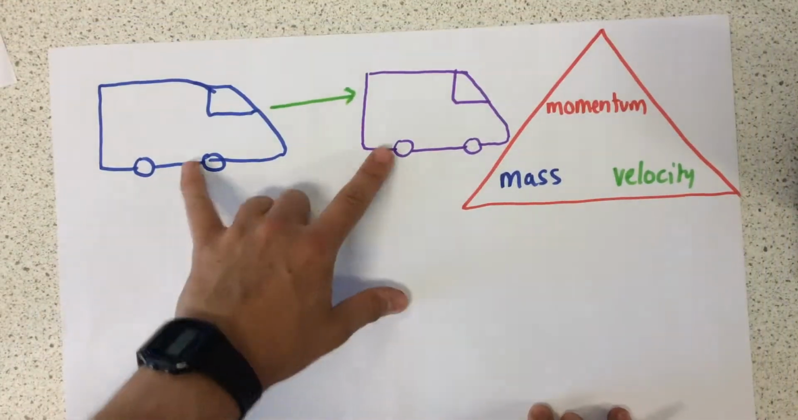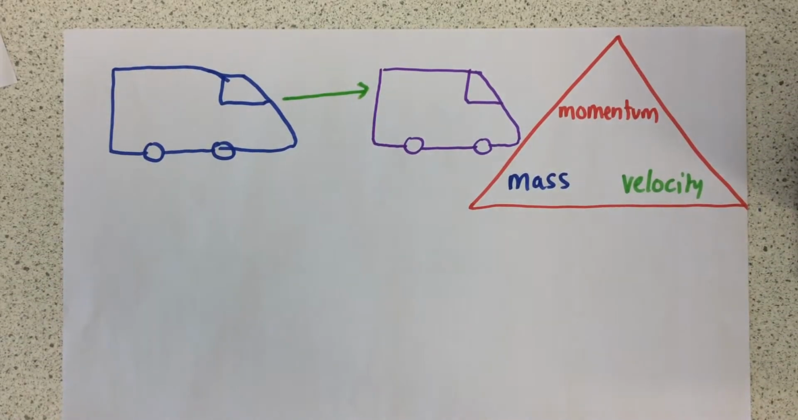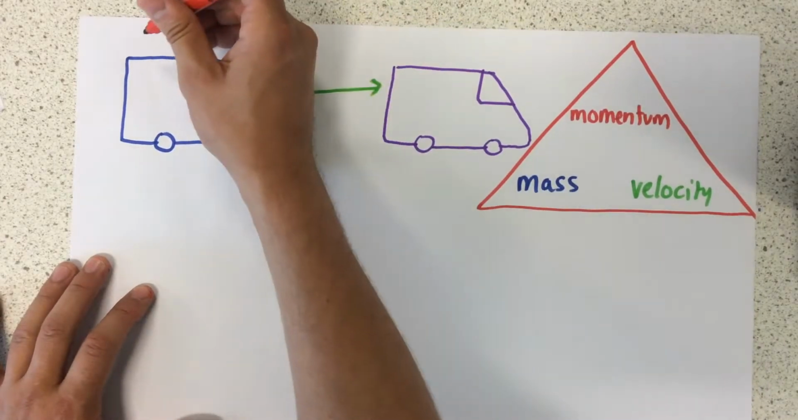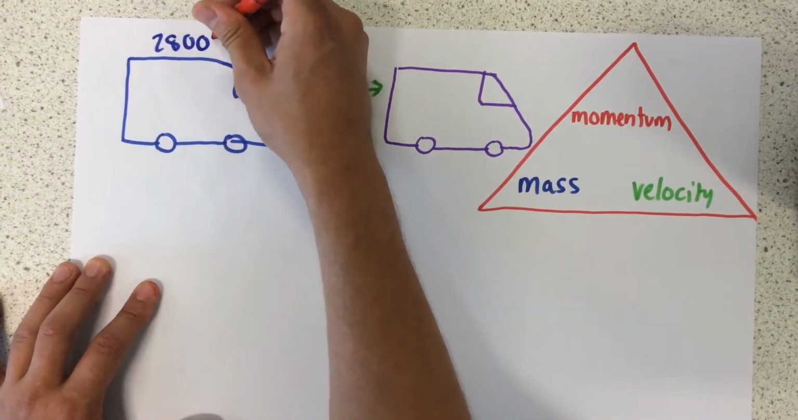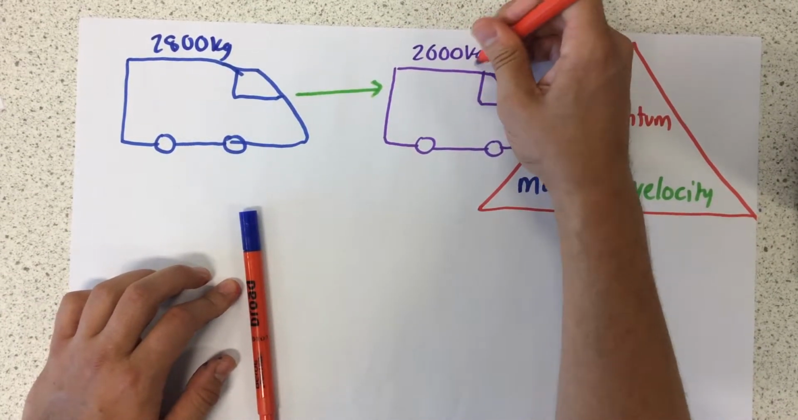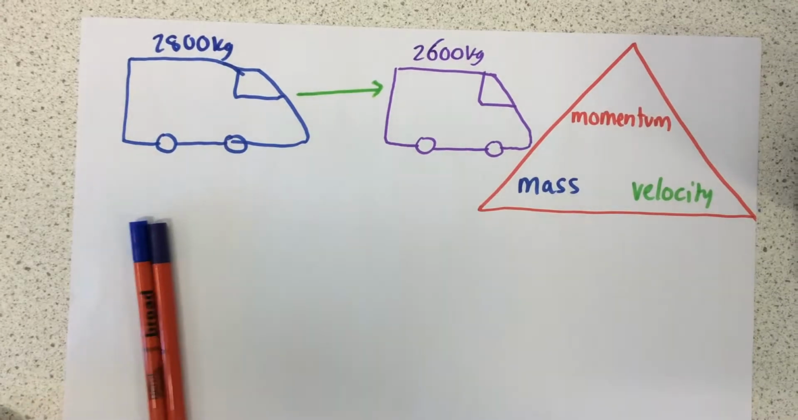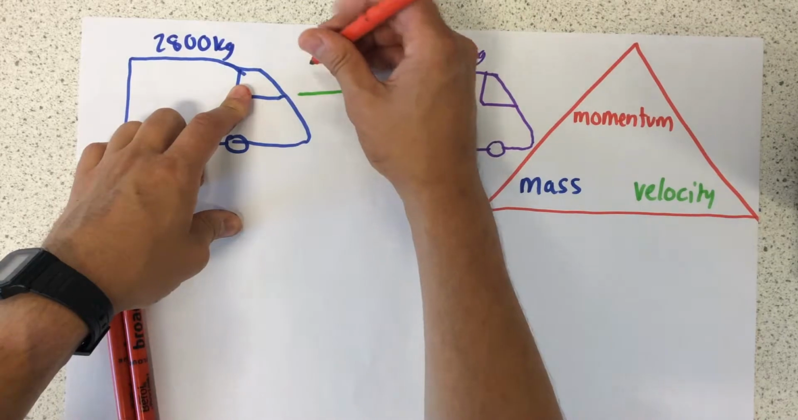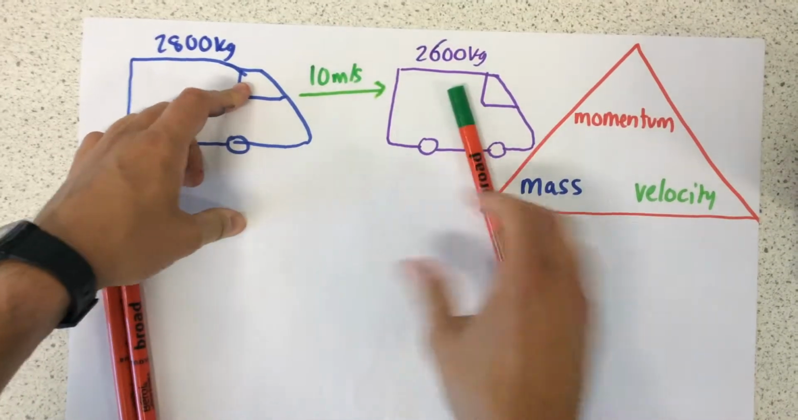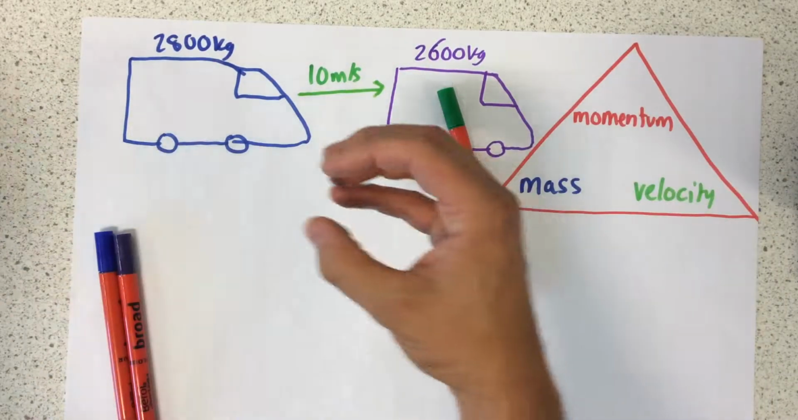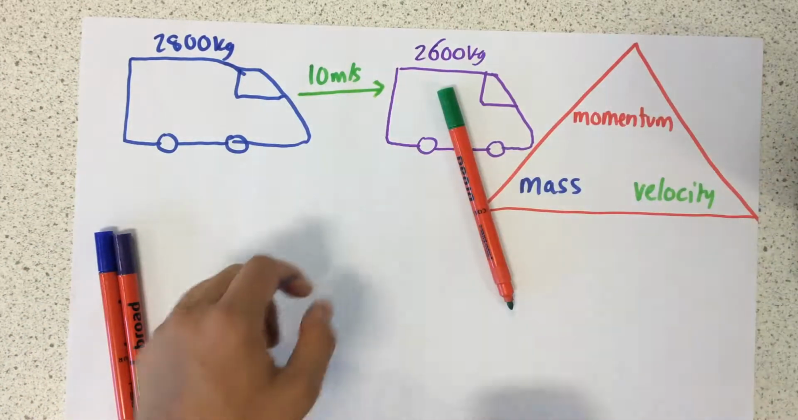Let's have a look at something a little more complex. Again, apologies for my awful vans, I'm not an artist. Let's imagine we have these two vans. Let's say this van is 2,800 kilograms, and this van here is 2,600 kilograms. What has happened is this van has lost control, and it's going to slam into the back of the other van at a speed of 10 meters per second. It's not going to just stop dead. Both of the vans are going to keep moving, they're going to lock in and move together like this.